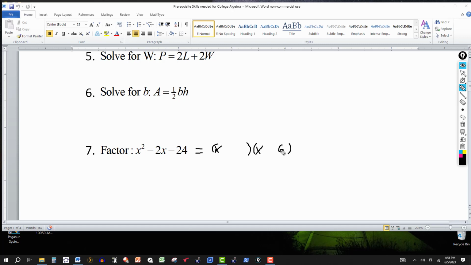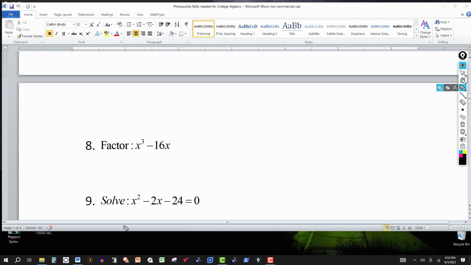So 6 times 4 is 24. So we want to come up with a minus 2x. So let's put a minus here and a plus here. And let's check the answer. x times x gives me x squared. That checks. 4 times negative 6, negative 24. That checks. Multiply this inner product here, and over here, this gives me 4x and a minus 6x. Does that add to minus 2x? Yes. So those are the factors: x plus 4, x minus 6.